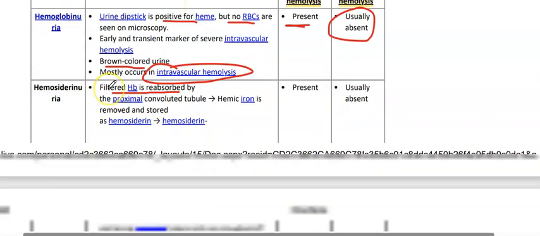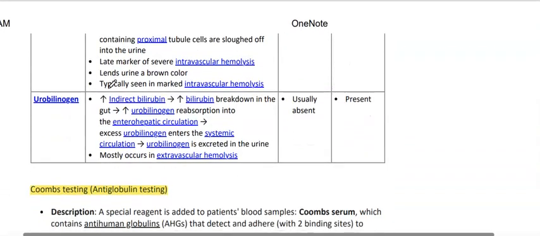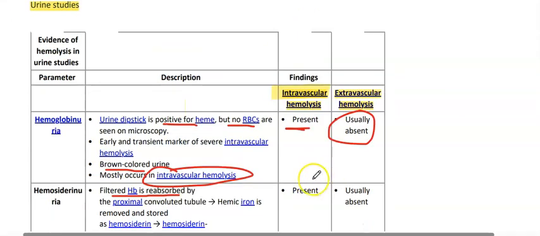Hemosiderin-containing proximal tubule cells are sloughed off into the urine, a late marker of severe intravascular hemolysis. The urine will be brown, typically seen in marked intravascular hemolysis. So hemoglobinuria and hemosiderinuria are usually present in intravascular hemolysis, whereas they are absent in extravascular hemolysis.